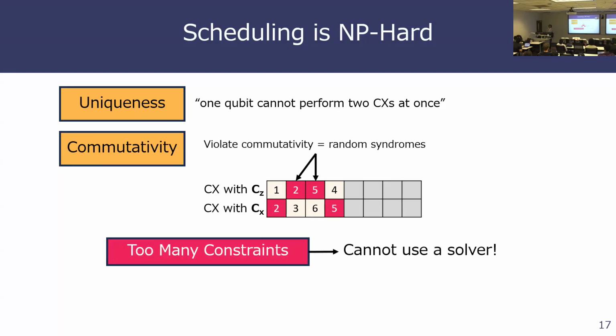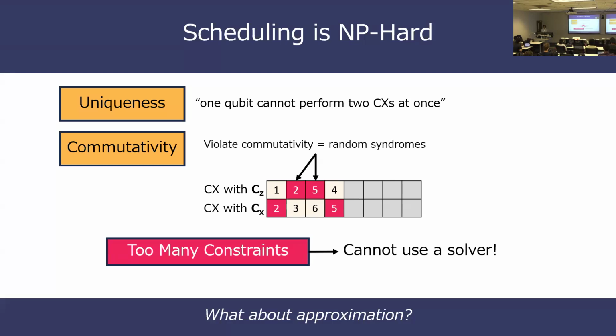So the issue here is that when I try to encode these constraints into a solver, and I have, let's say, hundreds or thousands of qubits in my code, the amount of constraints is too much, even for state-of-the-art solvers like IBM's CPLEX or Gurobi. So we need to somehow be able to find a schedule despite these kinds of overheads.